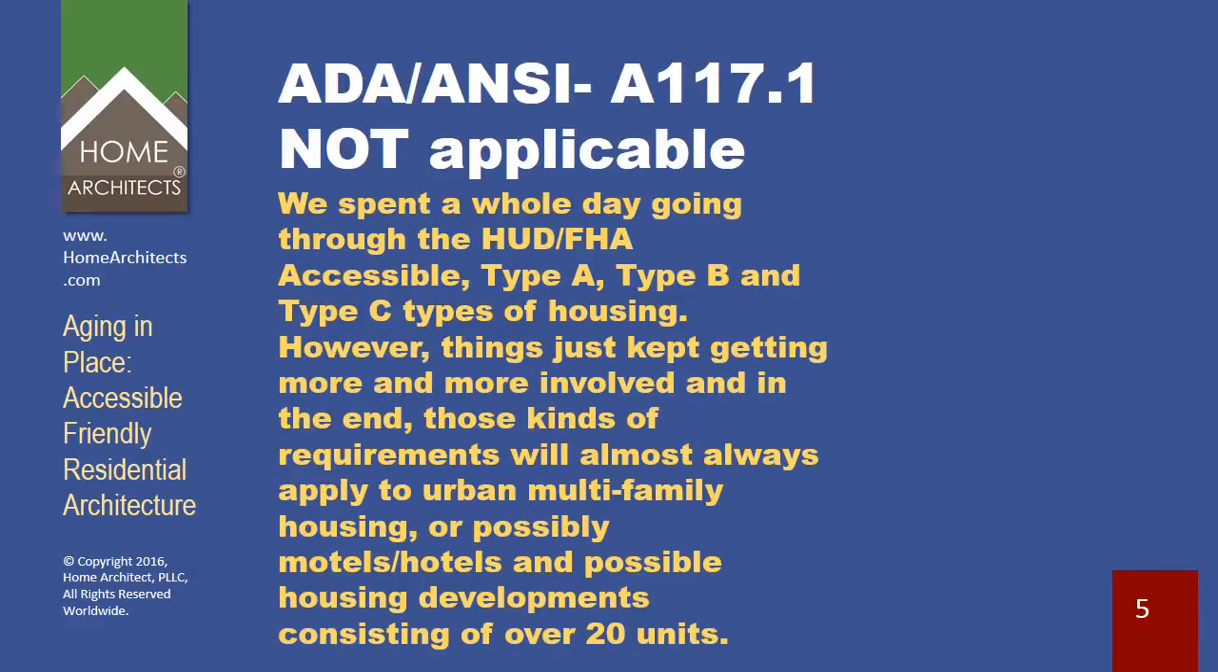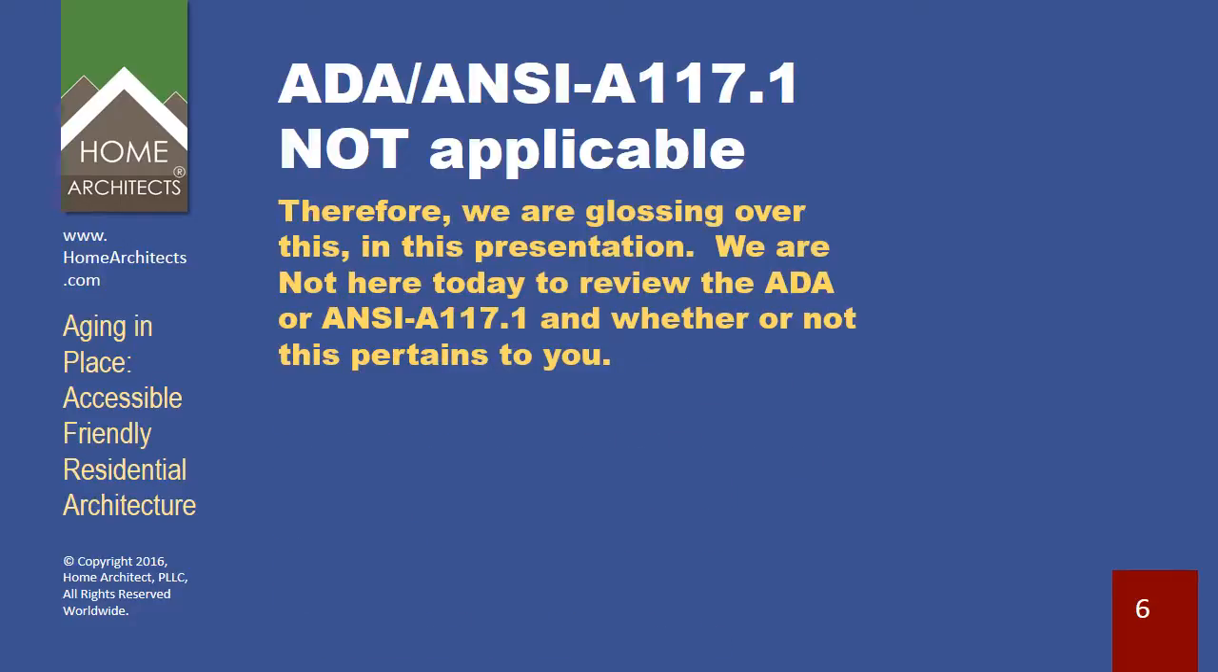We spent a day going through the HUD and FHA requirements, Housing and Urban Development and Fair Housing Act, accessible Type A, Type B, and Type C types of housing. However, things kept getting very involved. And in the end, these kinds of requirements will almost always apply to mainly urban multifamily housing or possibly motels, hotels, and possibly housing developments consisting over 20 units. Although in condominiums, it could be only over 4 units. So you need to be very careful if you're doing those kinds of projects. Therefore, we're glossing over this in this presentation because we're focused here today on single family residences.